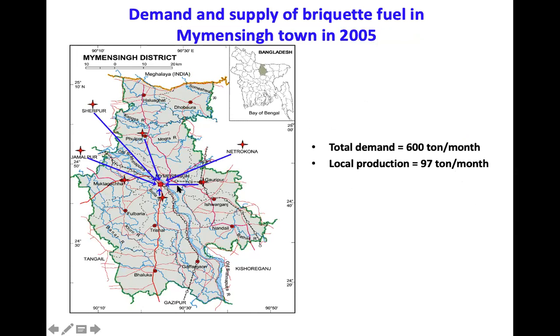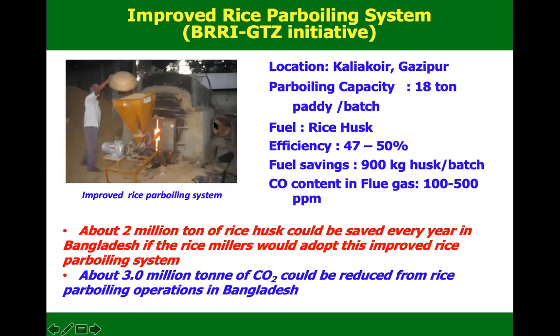I also showed you in our previous lecture the demand and supply of briquette fuel in Mymensingh town. Total demand is 600 tons per month, but local production is 97 tons per month. That means demand is very high, and we are still starved for energy.